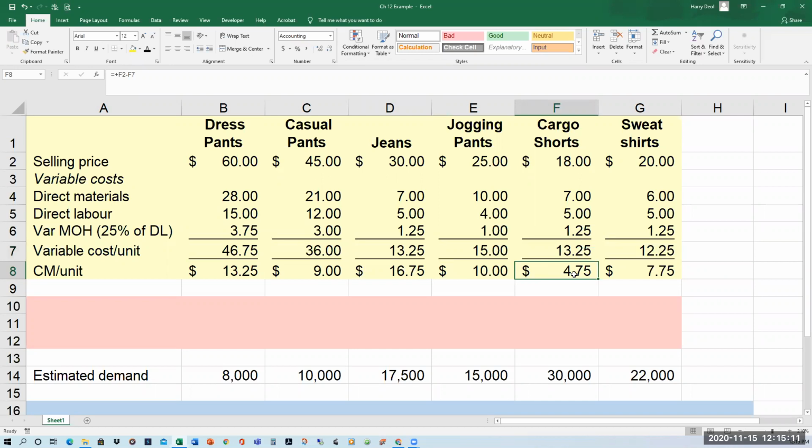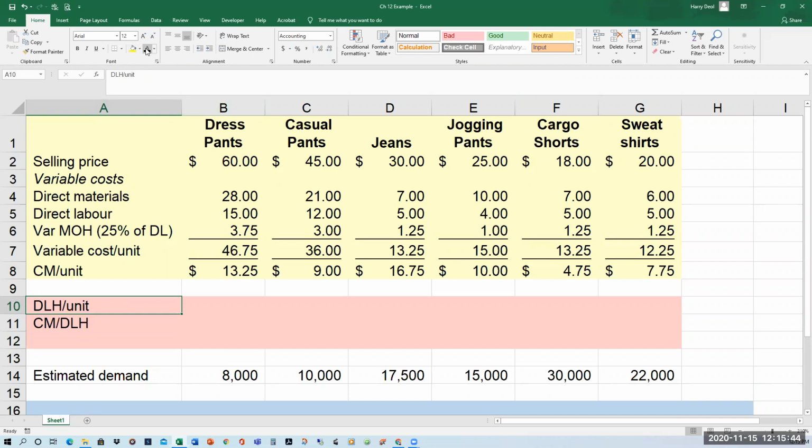However, that would be a mistake, because the constrained resource is direct labor hours. So we need to calculate the contribution margin per direct labor hour, right? We need to calculate the contribution margin for each direct labor hour. And to calculate that, we need first how many direct labor hours are needed for each unit produced.